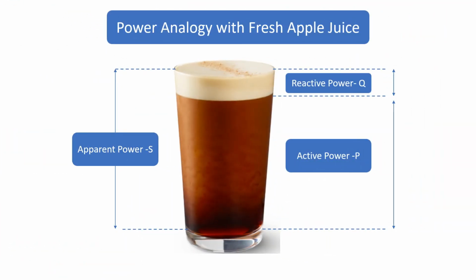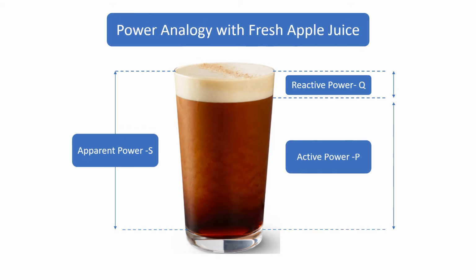Now again come to the analogy of apple juice. The total juice is apparent power which is supplied by the source. It can be grid or generator. The active power is the real juice which is consumed, and the reactive power is the foam which is not consumed. If the reactive power is less or minimum, it is good, as it also defines the quality of load.